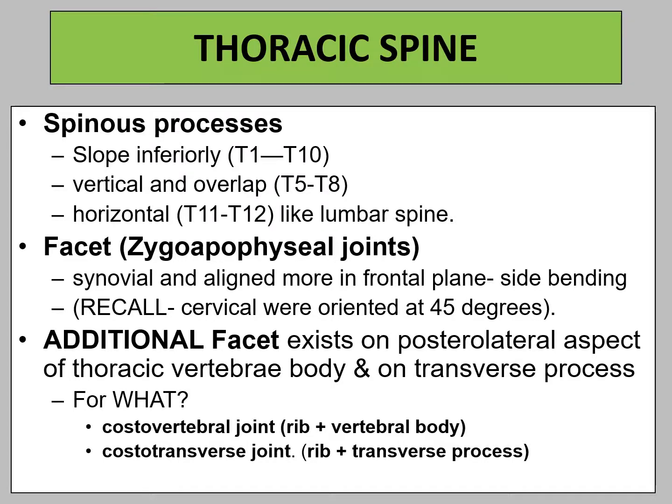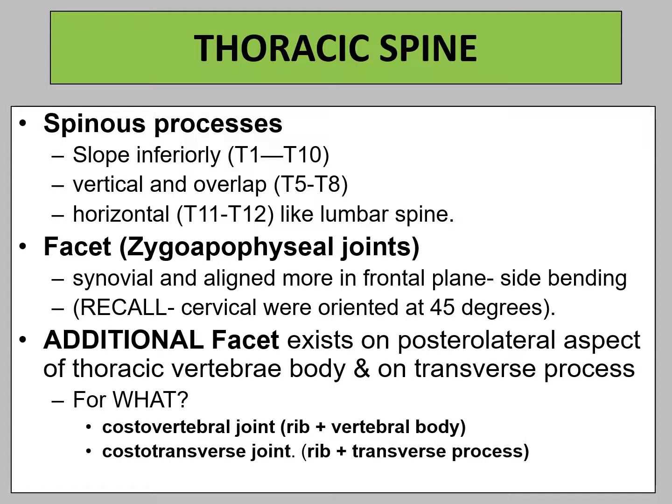Facet joints are aligned in the frontal plane, so this would encourage lateral flexion in this area of the spine. However, we have more lateral flexion at the distal end of our thoracic spine. Why do we not have it in the upper thoracic? That's right, because of the ribs. The ribs will restrict lateral flexion.